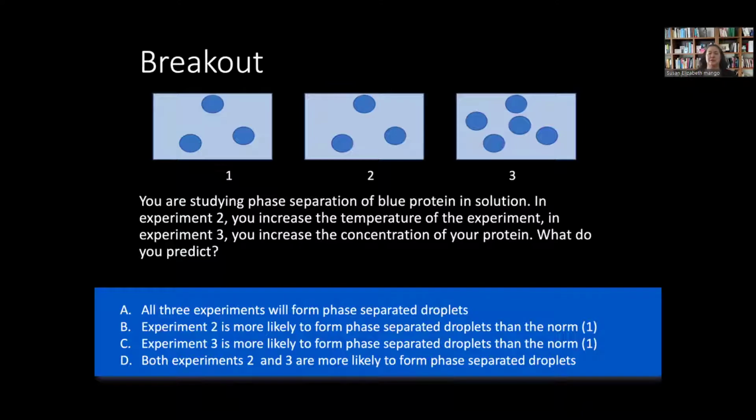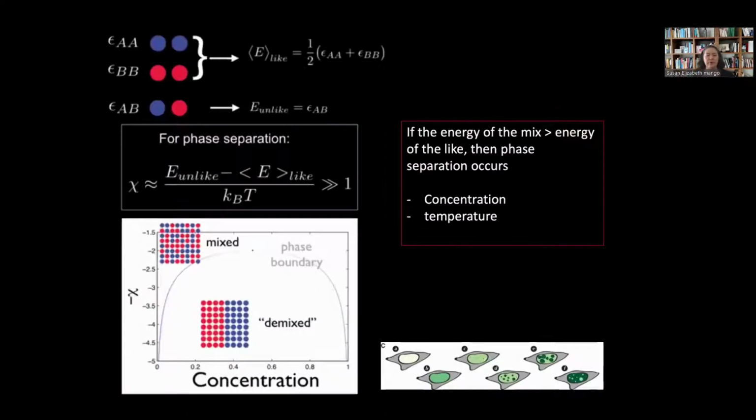Any thoughts? Which of these three is most likely to form a separated state, a droplet where the blue molecules clump together because that's the best energetically? Okay, well, let's walk through it. So this is what I gave you before.